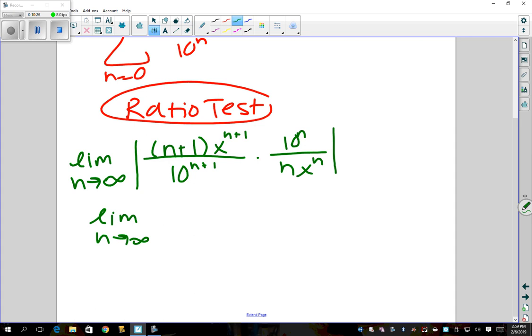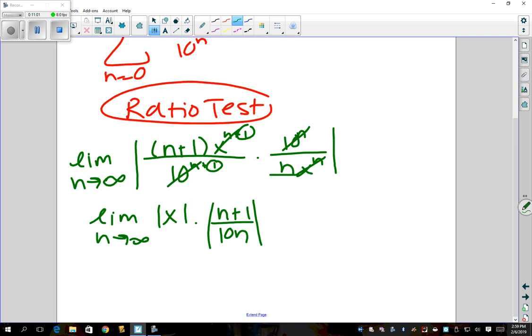first thing I really want to do is try to get my x's out. So when I'm canceling things out, I can cancel out the 10 to the n. I can cancel out the x to the n. But I'm left with a single x here. So I'm actually going to take that and separate that from the rest of my limit. And so I'm left with n plus 1, and then all over 10n, because I still have that 10, and there's the n.